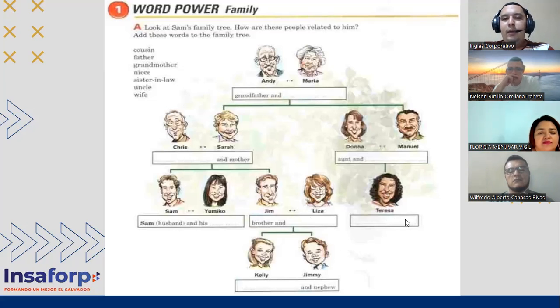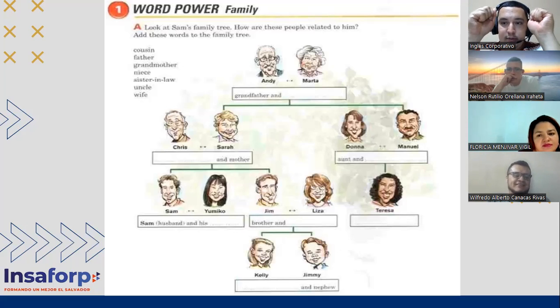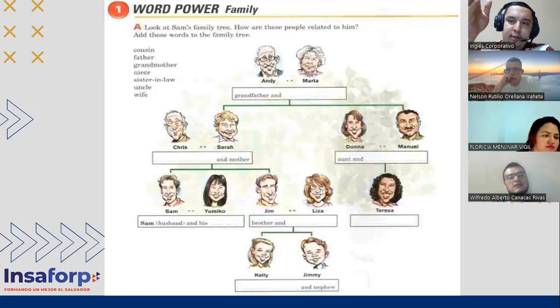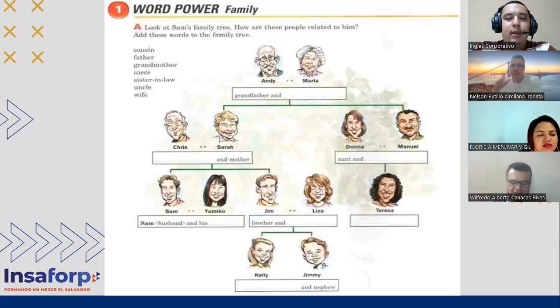And who do you think is going to be Teresa? Teresa is Donna and Manuel's daughter. Who do you think Teresa is? Cousin. Niece. Cousin is for boys and niece is for girls. Remember that. I always keep in mind that niece refers to girls, and the other one is for boys. Okay, niece. So Teresa is niece. And what about Kelly and Jimmy? Jimmy, here it says he's a nephew. And Kelly, who is going to be?